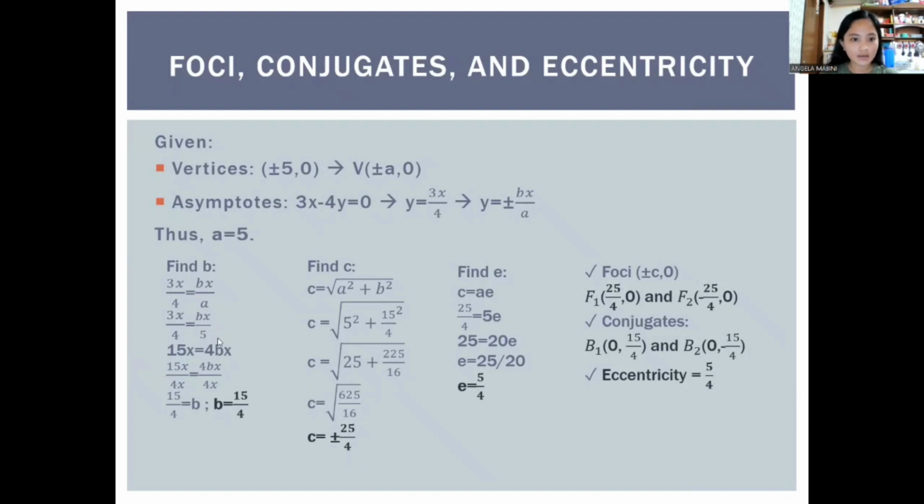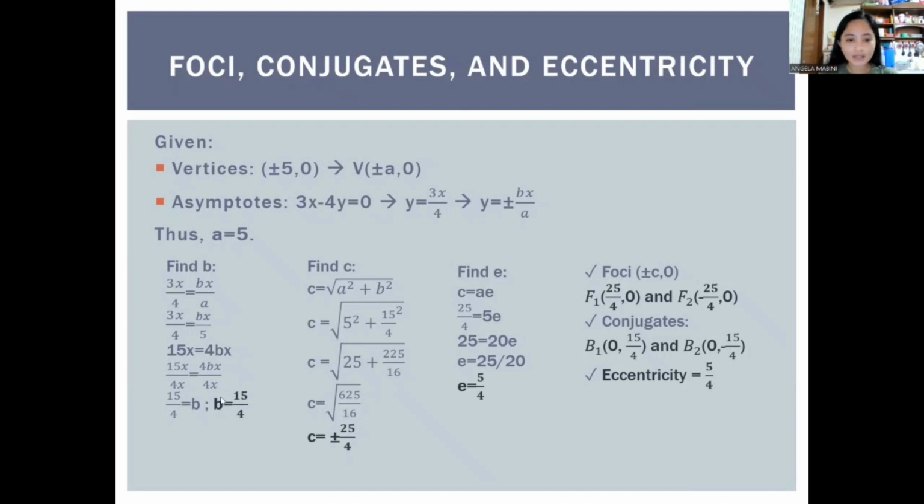Sinubstitute natin si a. Sinubstitute natin si 5 para kay a. And then, cross multiply. 3x times 5 is equals to 15x is equals to 4 times bx is equals to 4bx. And then para makuha si b, divide natin both sides by 4x, which gives us the answer b is equals to 15 over 4.